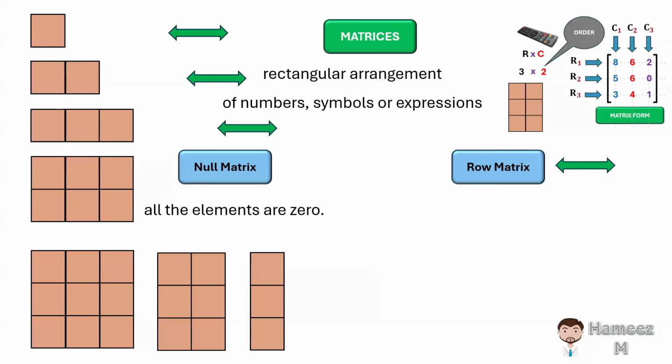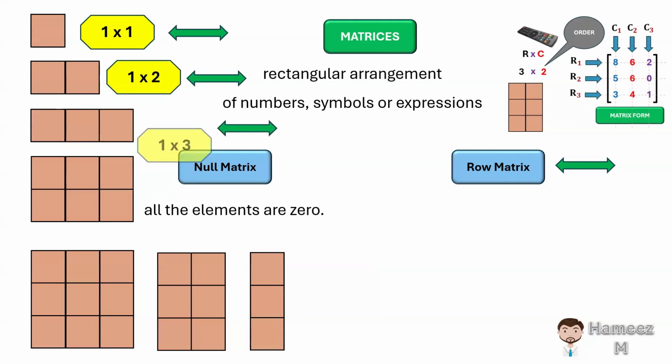The first one up on top was a 1 by 1, one row by one column. The second one had how many rows? One row by two columns. The third one has one row by three columns. So hopefully we can see a pattern that all of these are row matrices. What about the fourth one? Is that one row by something? No, it's two rows. So that doesn't count.